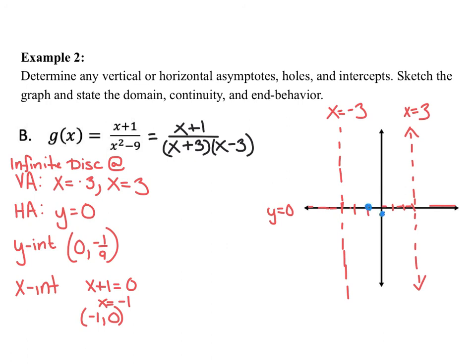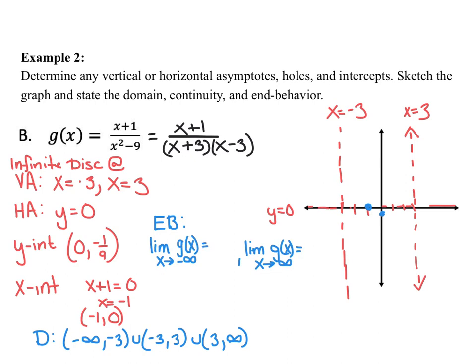Next, I'm going to state my domain. And my domain is broken by the vertical asymptote, so it's from -infinity to -3, union -3 to +3, and then 3 to infinity. I also need to state my end behavior, and I know that it will approach 0 on either side because it approaches that horizontal asymptote.